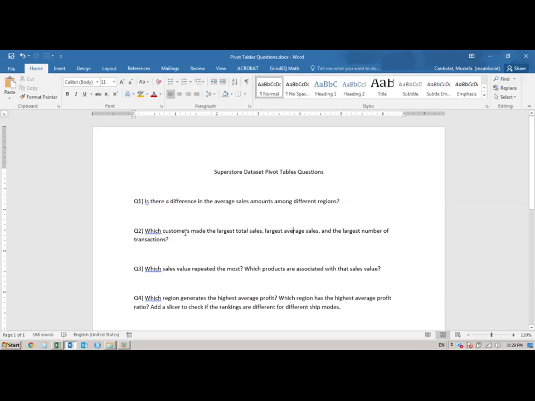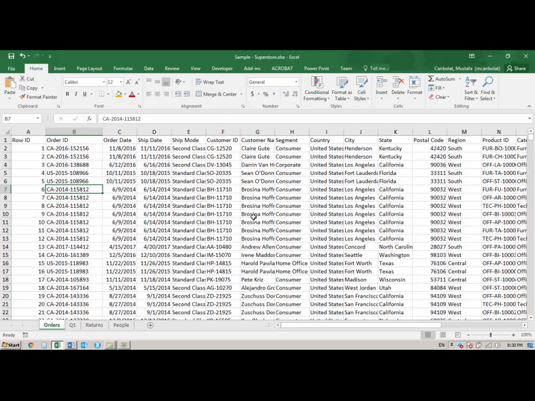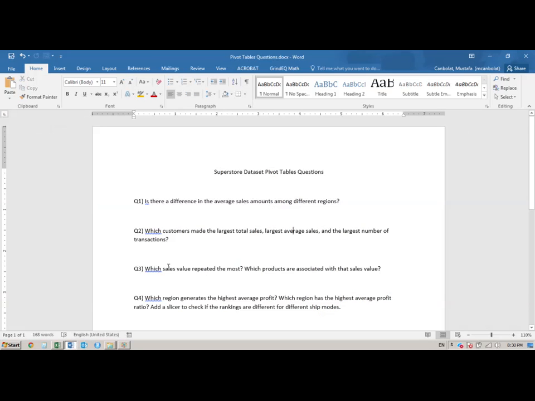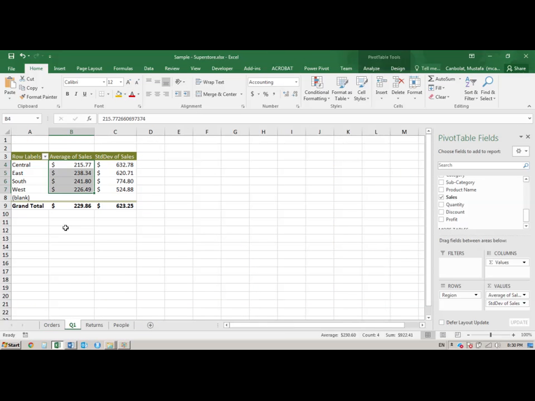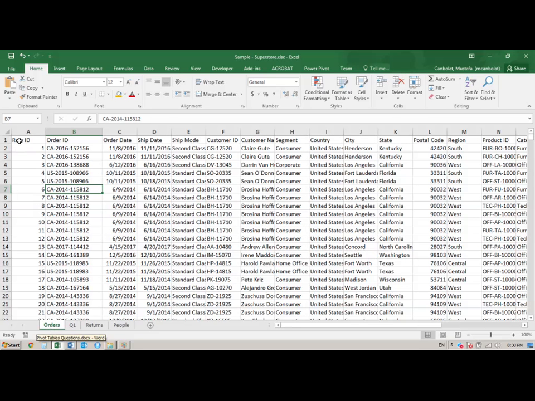Question 2 says: which customers made the largest total sales, largest average sales, and the largest number of transactions? Here we have the customer names or customer IDs. We can choose one of them, and then for each customer we want to find the total sales, average sales, and the number of transactions. So instead of using the regions, now we are going to use the customers in the rows. We can do that.